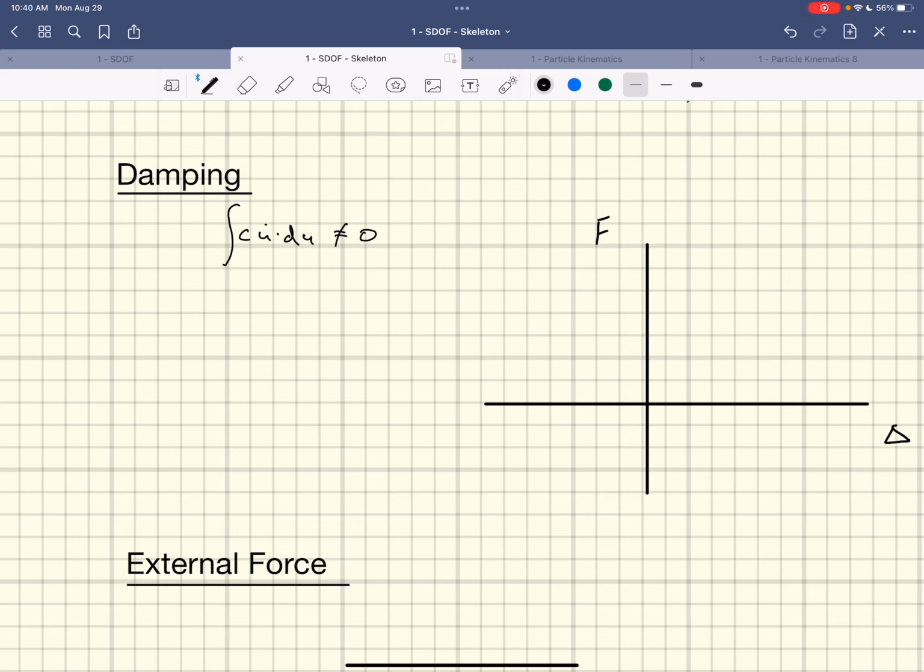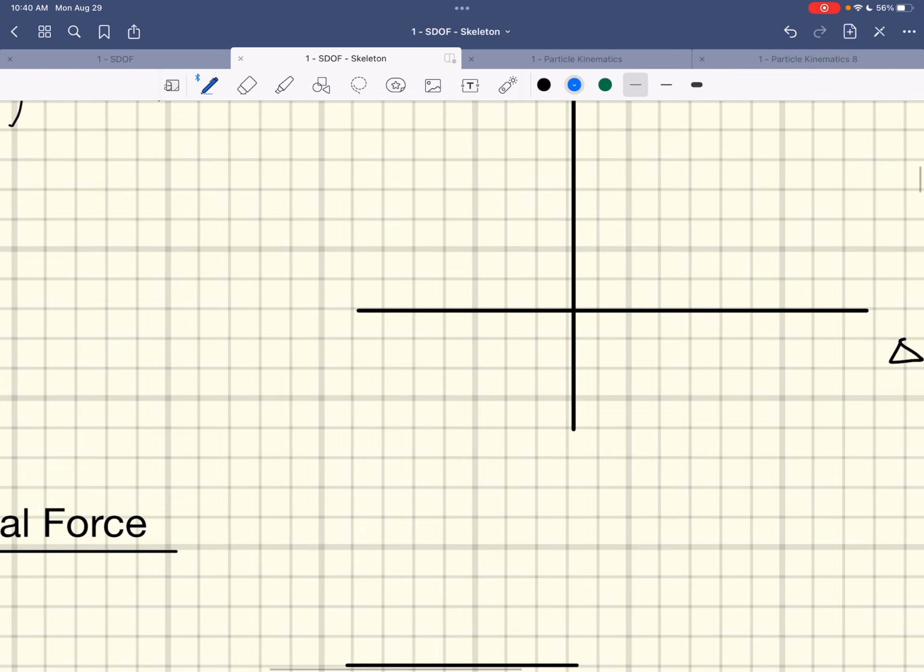Okay, so damping. If you want to calculate the amount of energy under one cycle due to a damper, you do the integral of c u dot du, which you could work out. The book goes through and actually carries out this integral over one cycle, and what it ends up being is this little oval in the force deflection response.